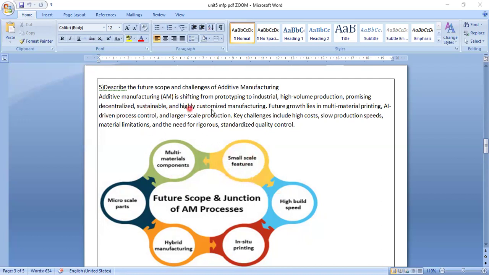You can see this one, additive manufacturing is shifting from prototyping to industrial, high volume productions, promising decentralization. It is sustainable, highly customized manufacturing. Further growth lies in multi-layer printing, AI-driven process control and large-scale productions. So large-scale production you can do here. That is a very, very big future scope of this manufacturing, where manually we can't do large-scale production, but here it is easy to do.